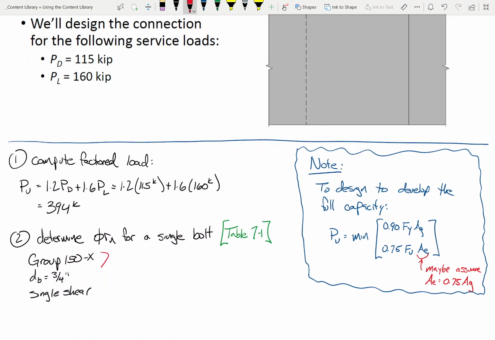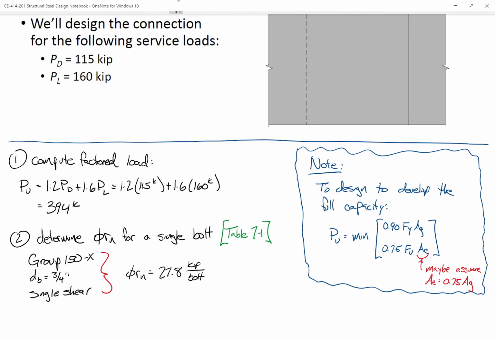Okay, and so based on these parameters, what is phi RN? 27.8. Okay. So 27.8 kips per bolt. So that's how many kips it will take to shear through this bolt. And again, we're assuming that based on the geometry of the connection, the shear plane is through the shank of the bolt and not through the threads. Which is not unreasonable given the thickness of the plate. If you had this bolt and the plate was relatively thin, you could shear through that and not the threads. So, okay. Here, I'll just set that over there.